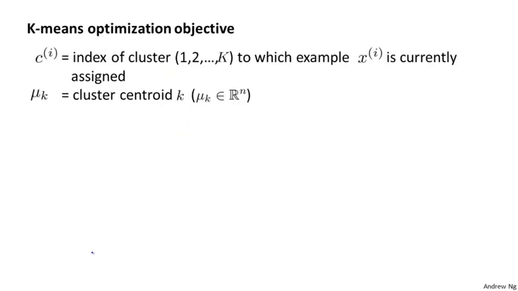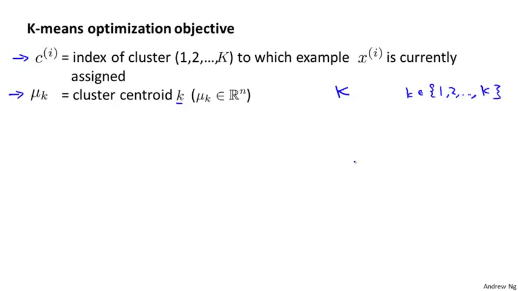Just as a quick reminder, while k-means is running, we're going to be keeping track of two sets of variables. First is these c^(i), and that keeps track of the index or the number of the cluster to which an example x^(i) is currently assigned. And then the other set of variables we use is mu subscript k, which is the location of cluster centroid k. And again, for k-means, we use capital K to denote the total number of clusters, and here lowercase k is going to be an index into the cluster centroids, so lowercase k is going to be a number between 1 and capital K.